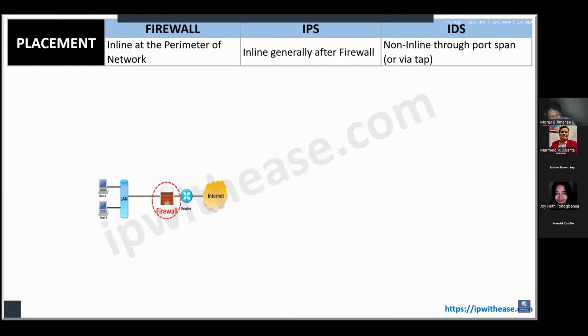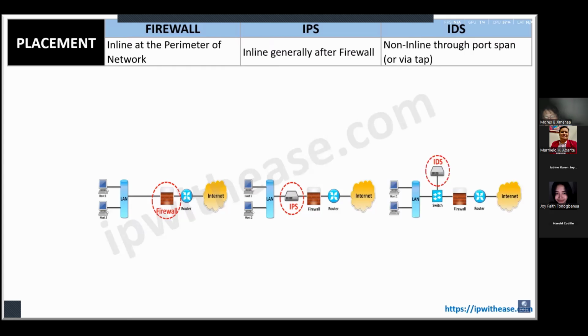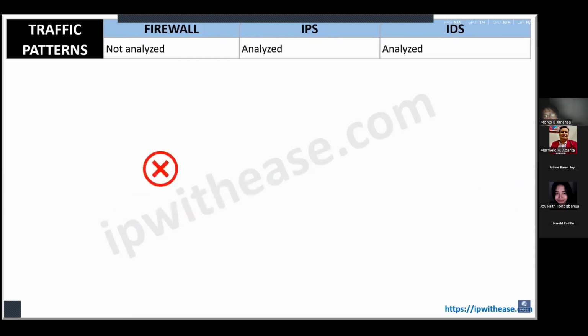When it comes to placement of these security devices, the firewall is placed at the perimeter or edge of the network, which is much closer to the internet entry and exit points. IPS also should preferably be provisioned after the firewall, and then IDS can be positioned in non-inline mode, that is also called SPAN mode.